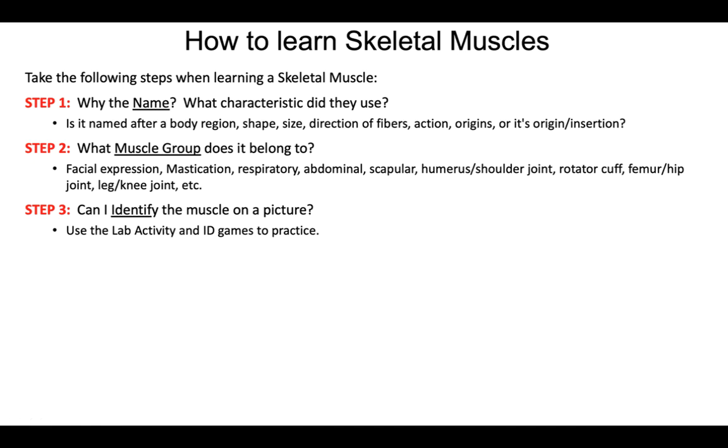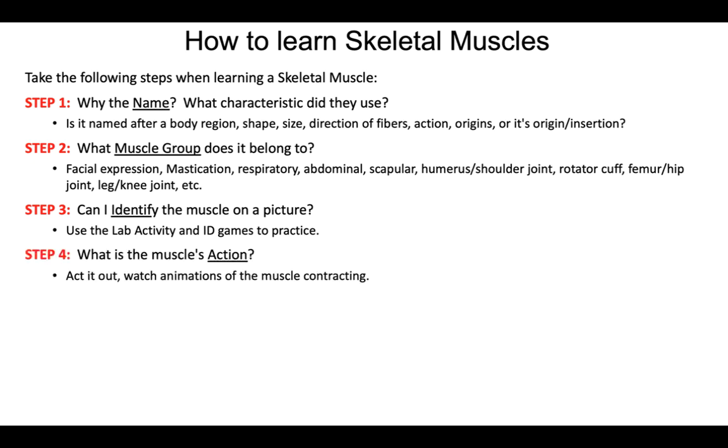You've got ID games in Canvas, but practice labeling, practice identifying. Step 3, what does it do? So obviously, identifying is in the anatomy portion. What does it do, or the action, is the physiology. So does it flex the elbow? Does it abduct the shoulder joint?